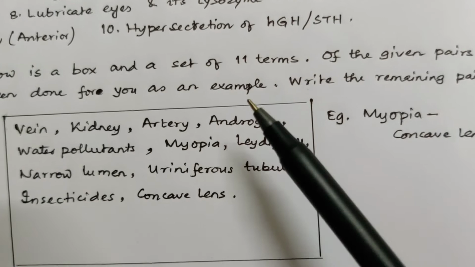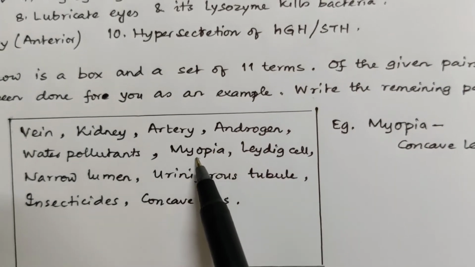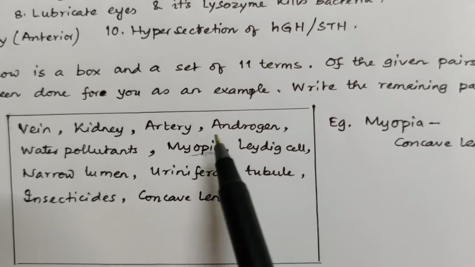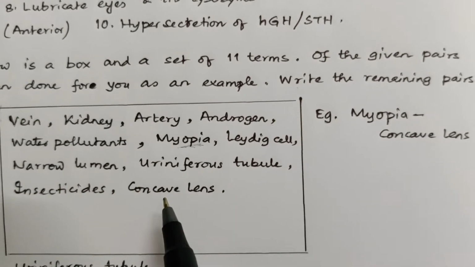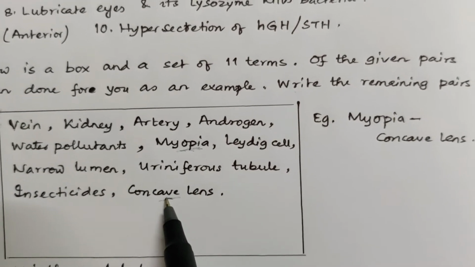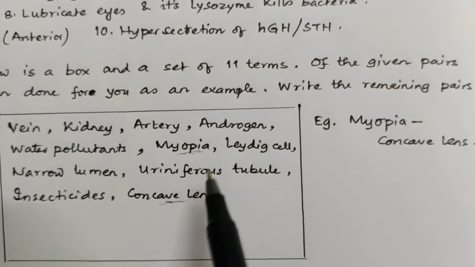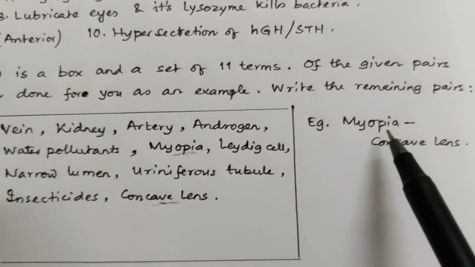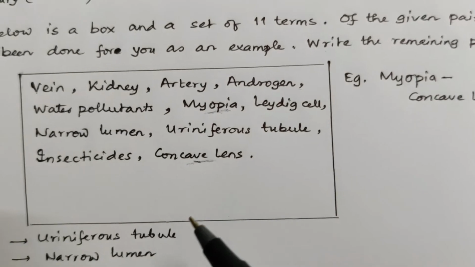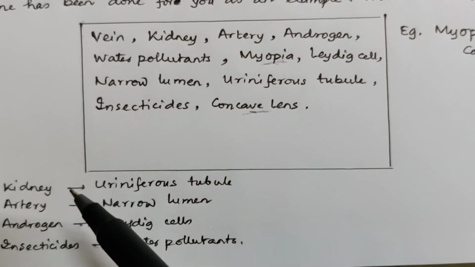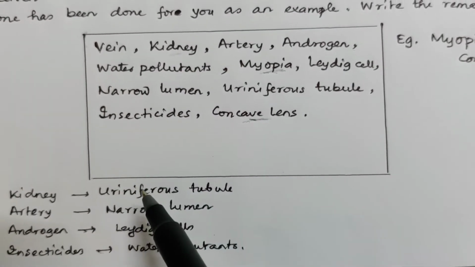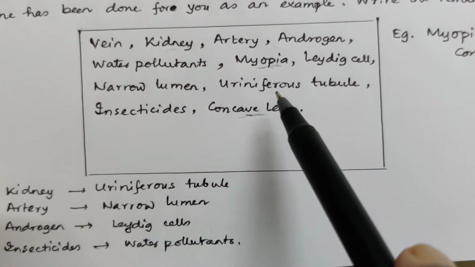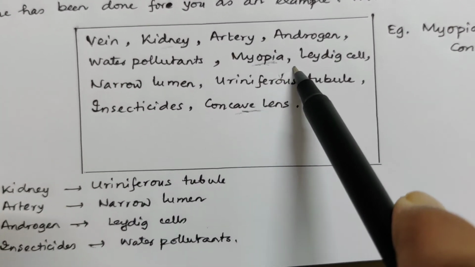The example given here is myopia. This fits well with which part? Concave lens. The remedy for myopia is concave lens. So this is the example. Others you have to search out. Now here you can find kidneys. The kidneys match with uriniferous tubules. This one.